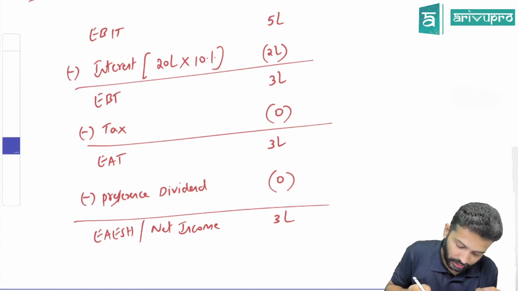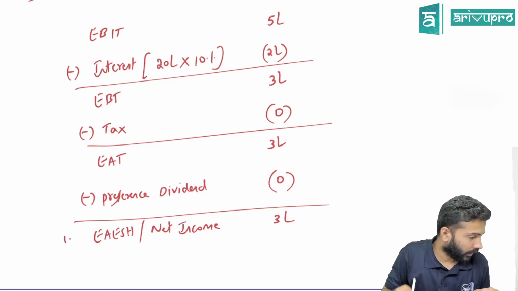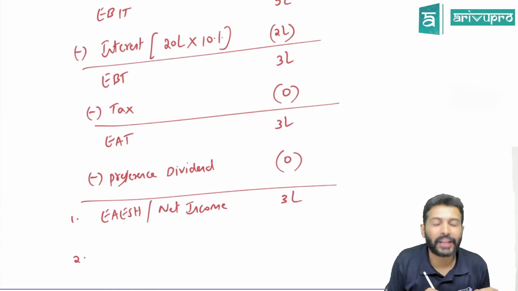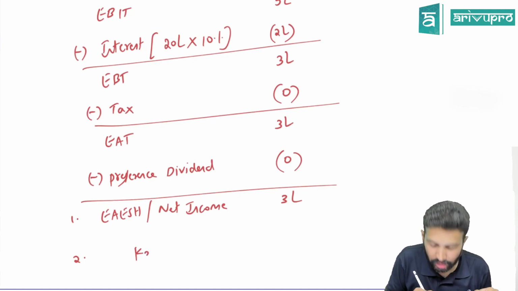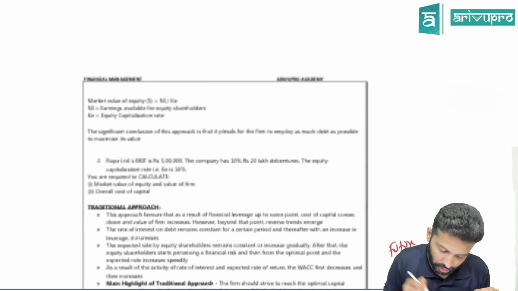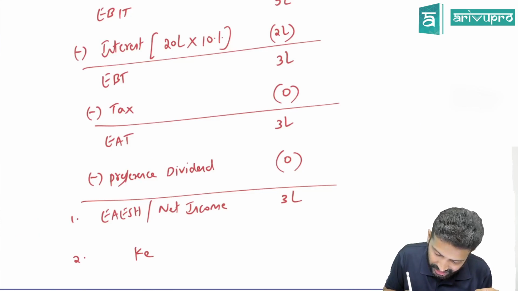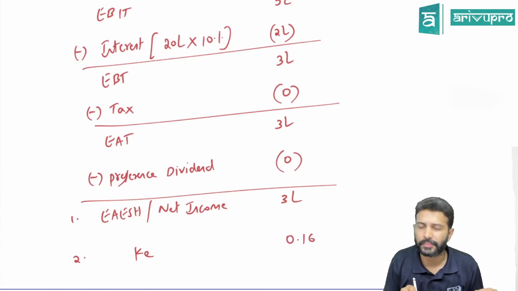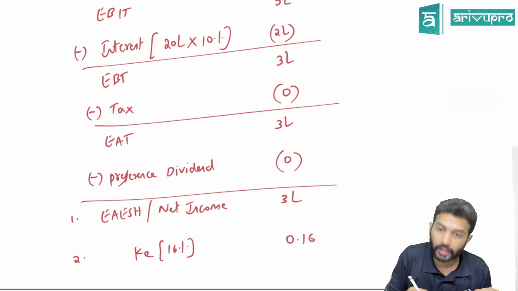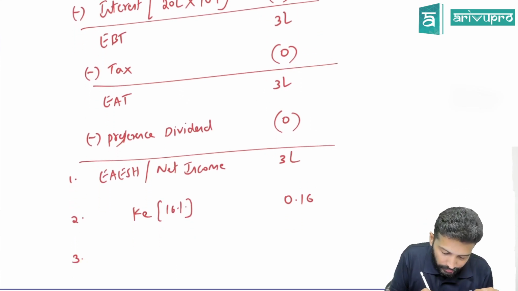Yes, sir. So this is done. So I'll call this as 1. Next, what do we need to find the market value of equity? One more component we need, that is cost of equity. Have they given the cost of equity? Yes, cost of equity is given to be 16%. Can I write 16% as 0.16? Yes. So how do you get the market value of equity now?